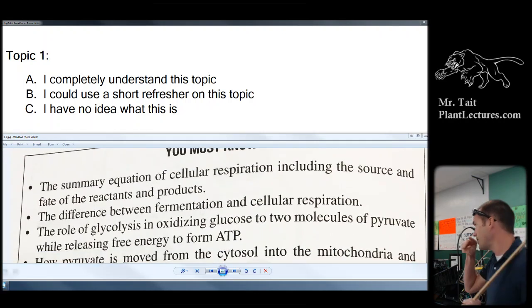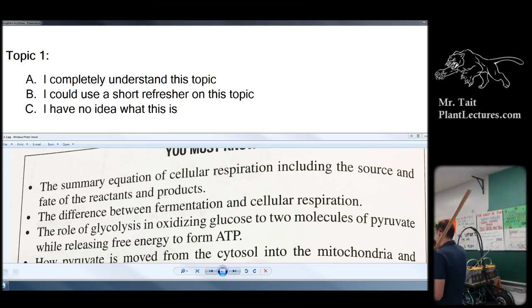The summary equation of cellular respiration, including the source and fate of the reactants and products.